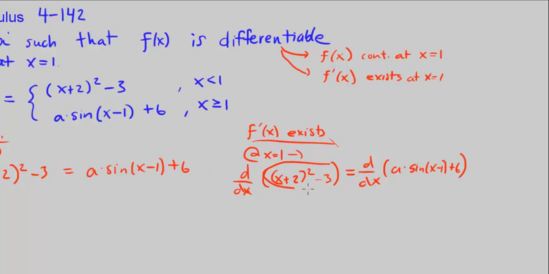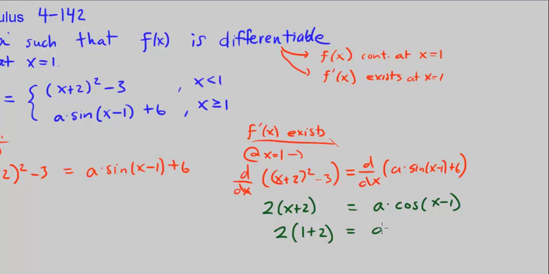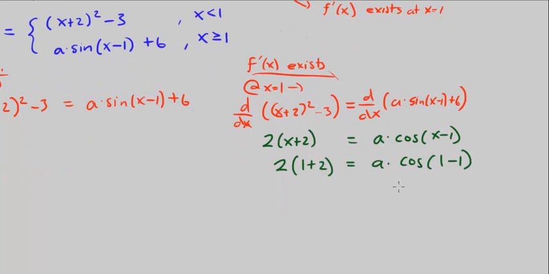Pretty simple. The derivative of this is just the power will bring down to 2, so it's 2 times (x plus 2) minus 0, right? The derivative of this, we know the derivative of sine is cosine, so it's going to be a times cosine of (x minus 1) plus 0, right? So we know, at x is equal to 1, 2 times (1 plus 2) has to equal a times cosine of (1 minus 1), right? Cosine of 1 minus 1 is cosine of 0. Cosine of 0 we know is 1. So a has to equal 2 times 3. A has to equal 6, right?